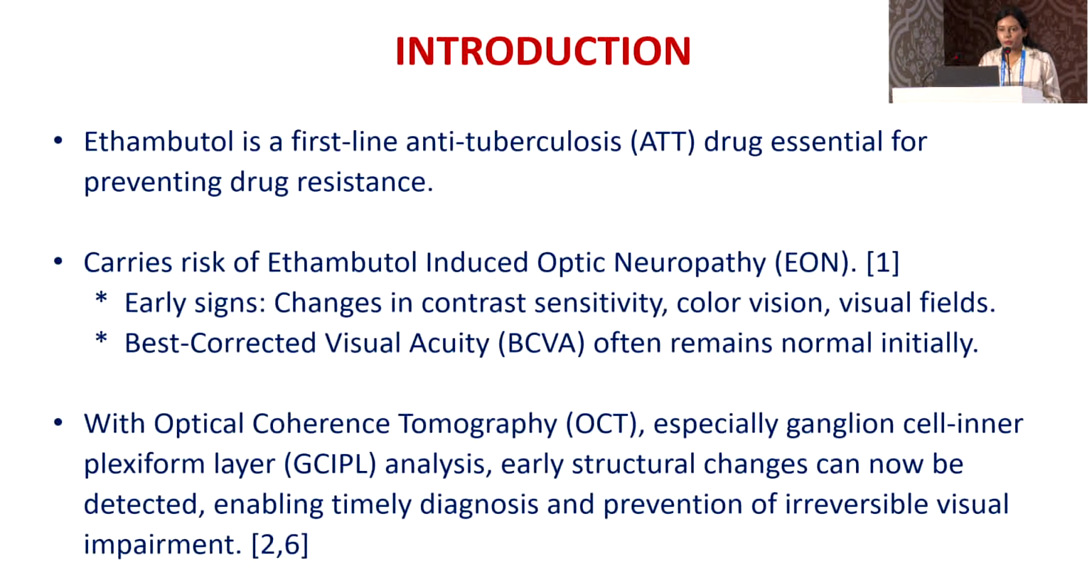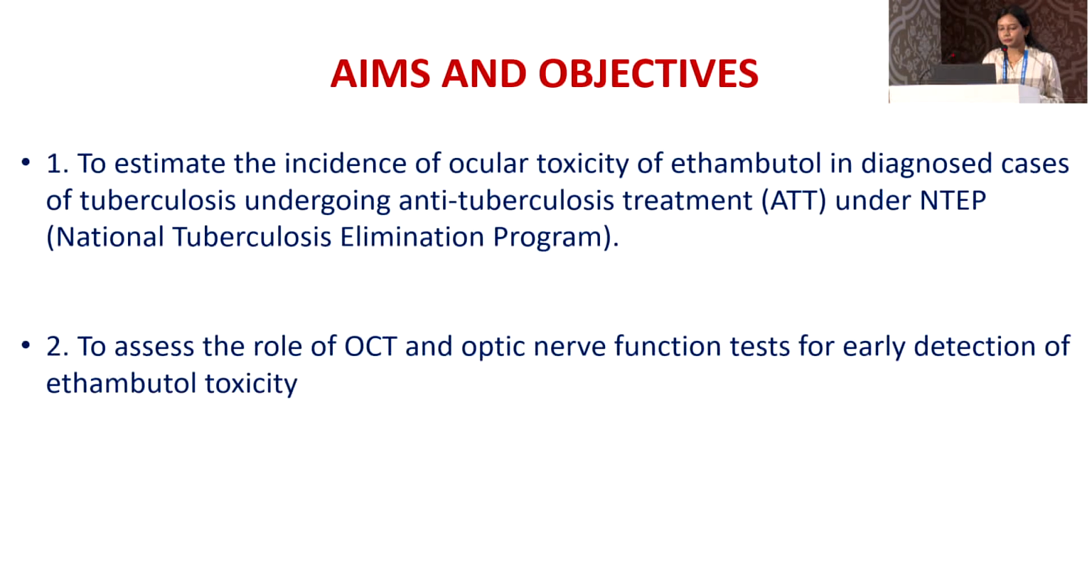As we all know, ethambutol is a first-line ATT drug essential for preventing drug resistance. It carries risk of ethambutol-induced optic neuropathy. Early signs include changes in contrast sensitivity, color vision and visual fields. Best corrected visual acuity often remains normal initially. With OCT, especially ganglion cell inner plexiform layer analysis, early structural changes can now be detected, enabling timely diagnosis and prevention of irreversible visual impairment.